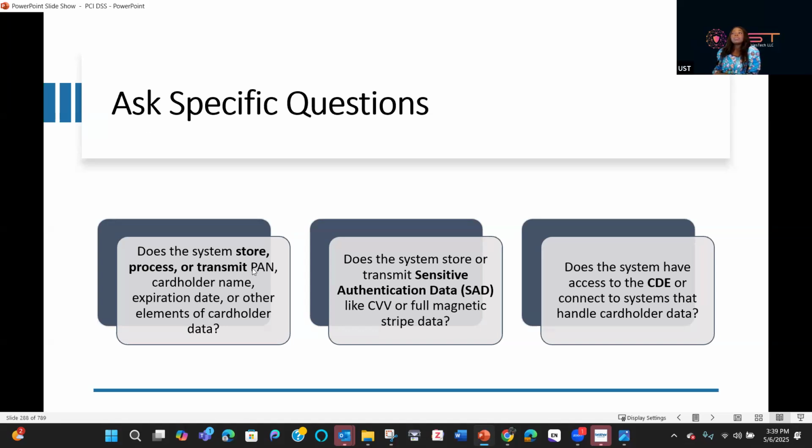Do you see? Does the system store, process, or transmit PAN, cardholder data, name, expiration date, or other elements of cardholder data? Does the system store or transmit sensitive authentication data like CVV or full magnetic stripe data? Does the system have access to the CDE or connect to systems that handle cardholder data? And I promise you, if you even read their policies, then you should be able to have answers to all of these questions. And though you have answers to these questions, it's not something that you just assume, like, yeah, their policy is great, yes, we have this working. If that's the case, then you're not really going to get the job, okay?